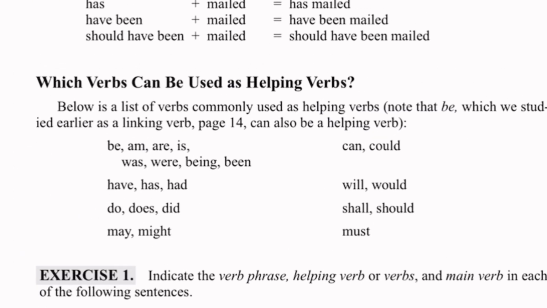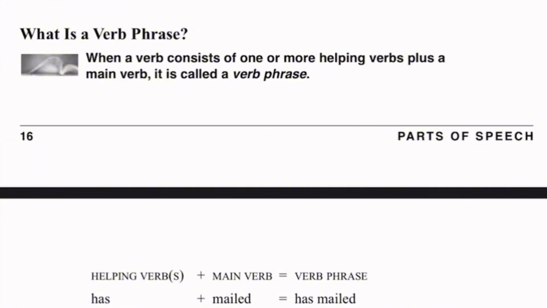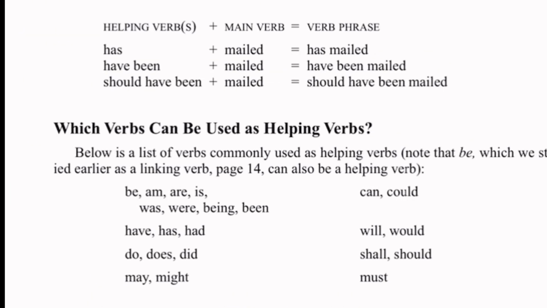What is a verb phrase? When a verb consists of one or more helping verbs plus the main verb, in the English language, we don't really call it a verb again because it's already more than one word. Then it is called a verb phrase. Has mailed, verb phrase. Have been mailed, verb phrase. Should have been mailed, verb phrase.